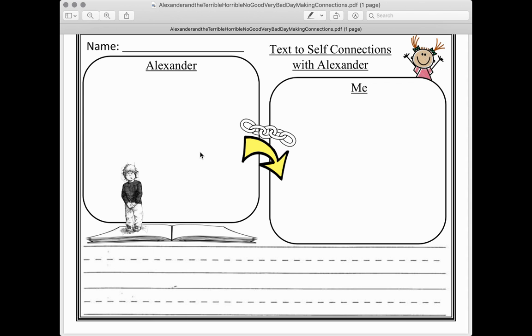I also want you to listen and read the book 2 times because on Thursday, we're going to have a focus lesson on reading.